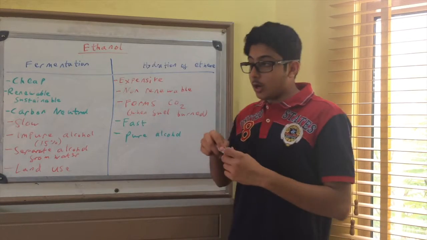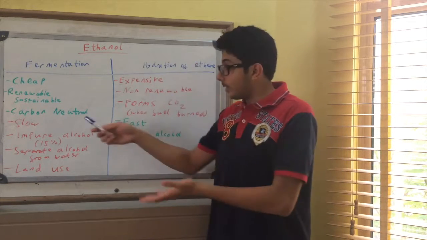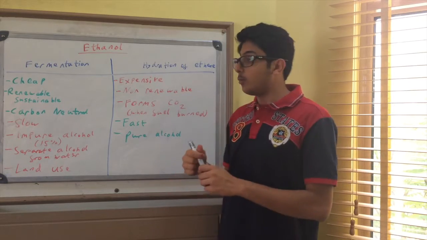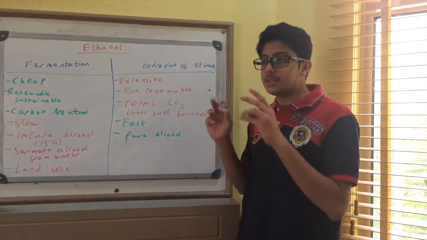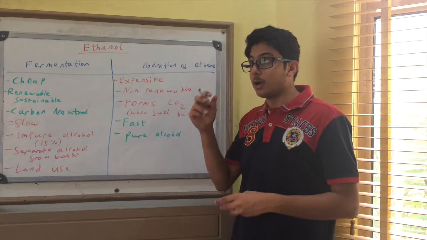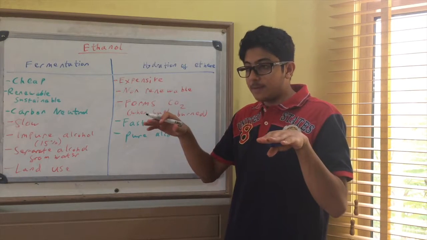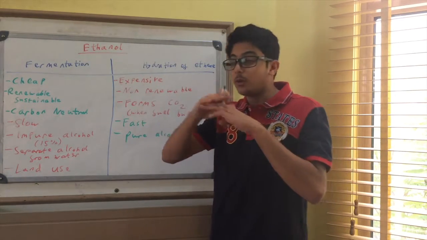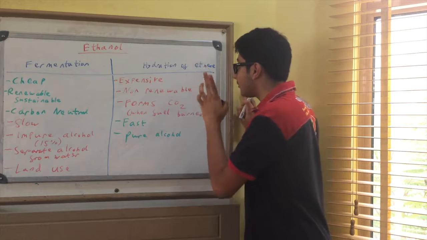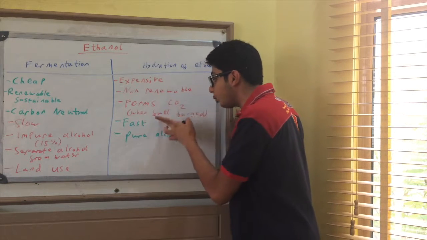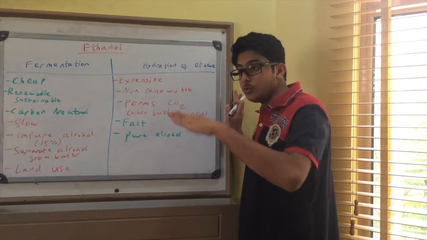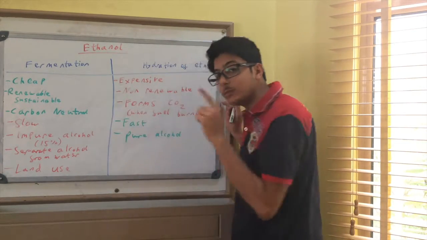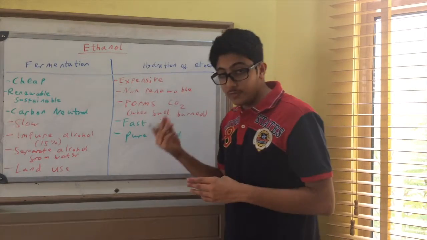Fermentation is carbon neutral. What is carbon neutral? Carbon neutral is, say if you're growing the plants, it takes in carbon dioxide from the atmosphere through photosynthesis, and when the fuel is burned, it releases the same amount of carbon dioxide. So the carbon dioxide levels in the atmosphere do not increase. It takes it in, releases the same amount. So no increase. But for hydration of ethene, when the fuel is burned, the levels of CO2 do rise. Only fermentation is carbon neutral, but both of them release CO2 when the fuel is burned.